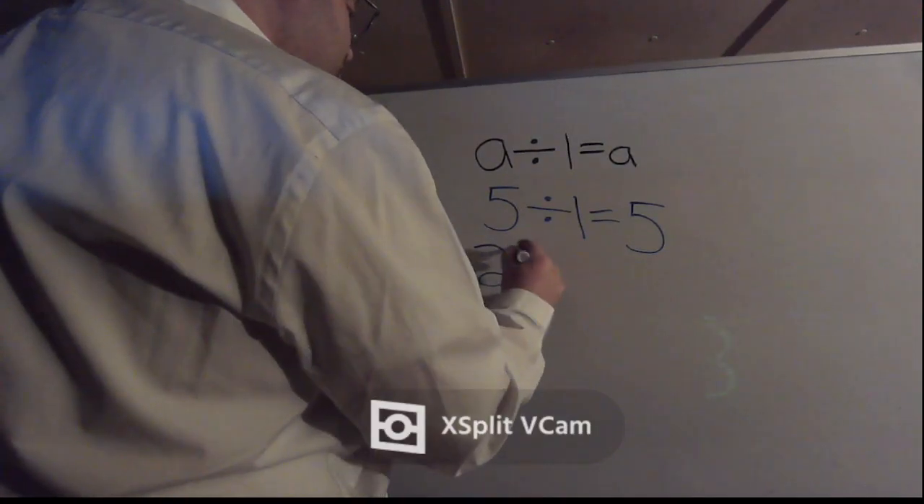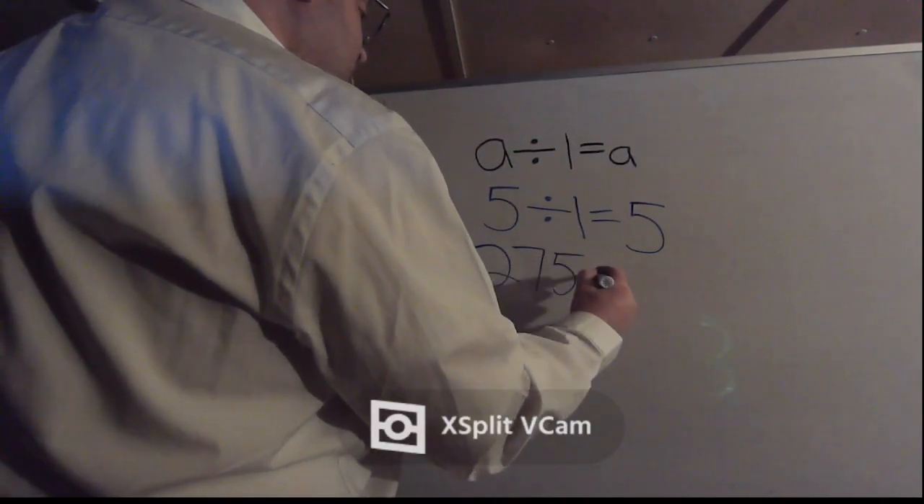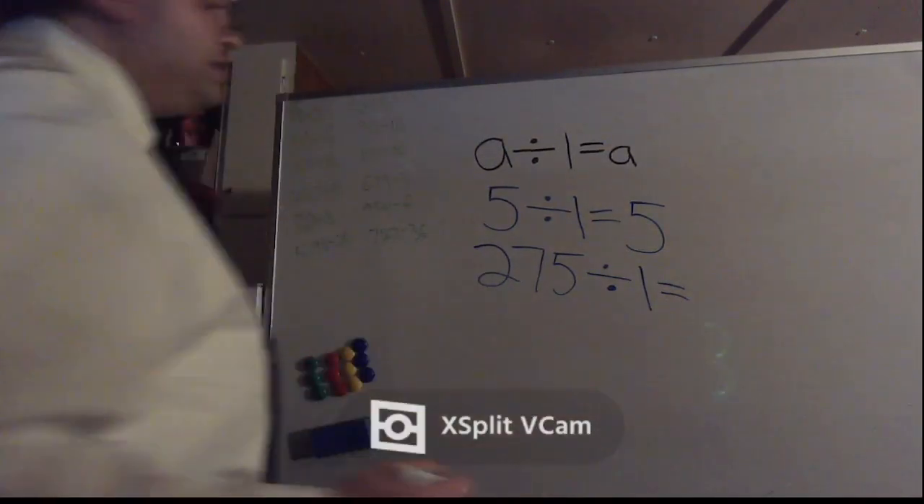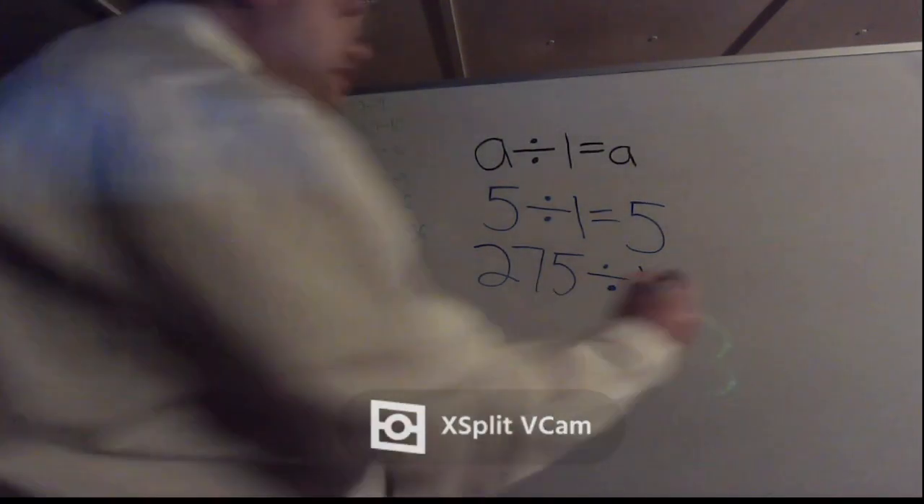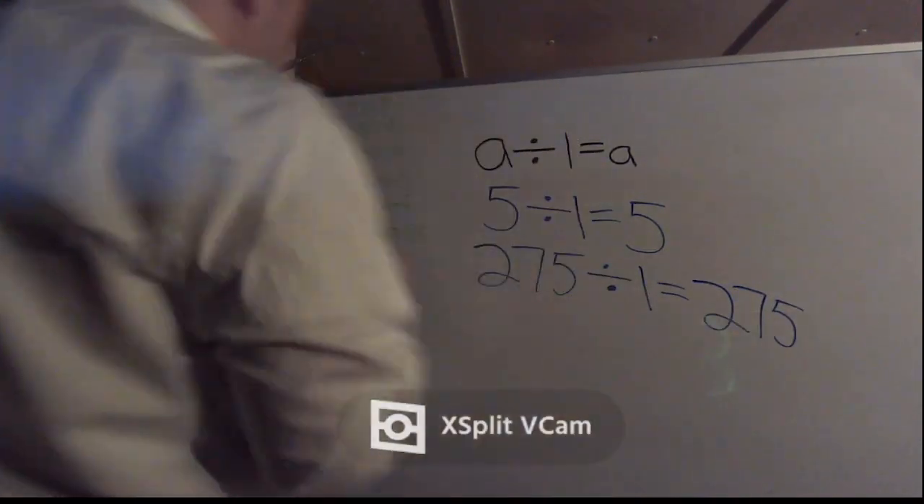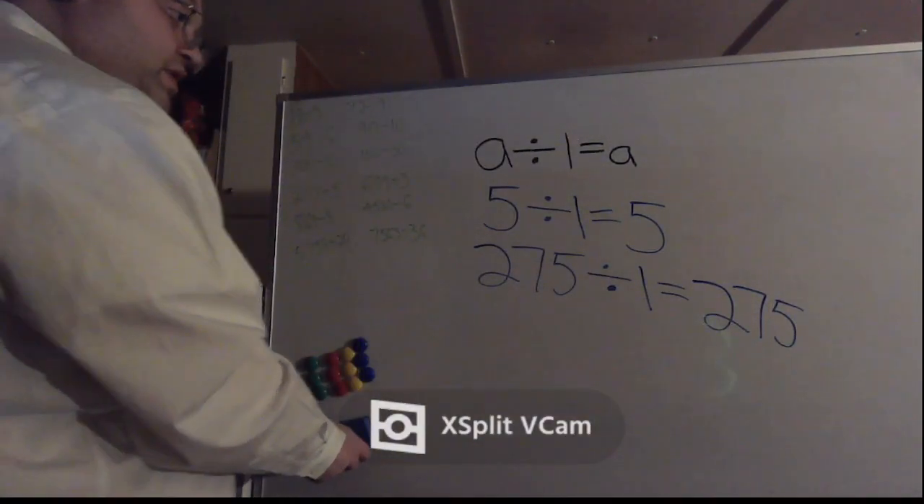We have 275 divided by 1. Again, any number divided by 1 is itself. You'll get back 275. So far, so good, right?